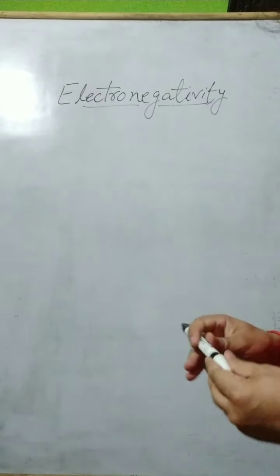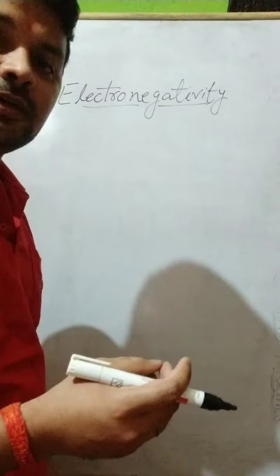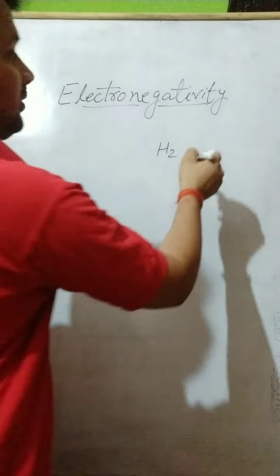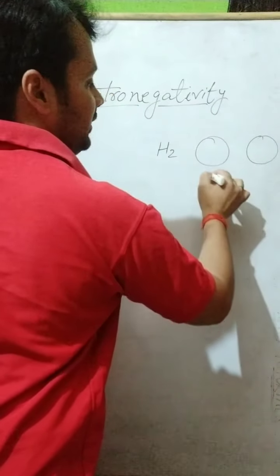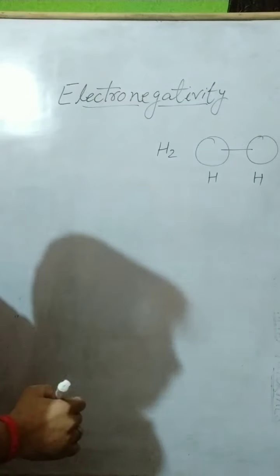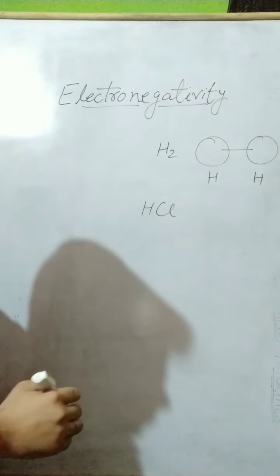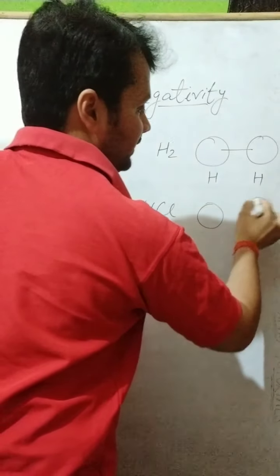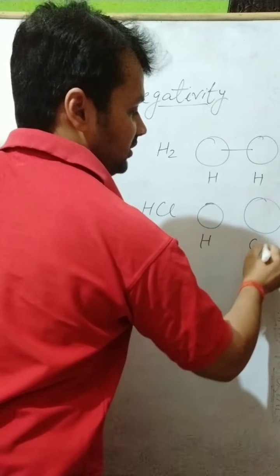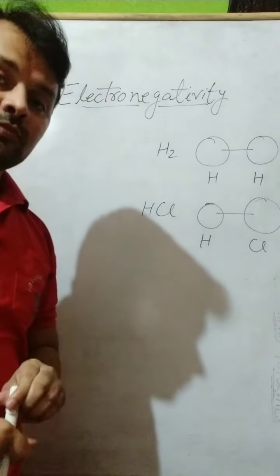Let's take an example. We know that when nonmetals combine together to form covalent bonds, like hydrogen gas. Hydrogen gas is formed by two atoms of hydrogen, the same atoms, combining together by sharing one electron from each, right? One more example, if we take hydrochloric acid. Here also one atom of hydrogen and one atom of chlorine are combining together by sharing of one electron to form a single covalent bond.